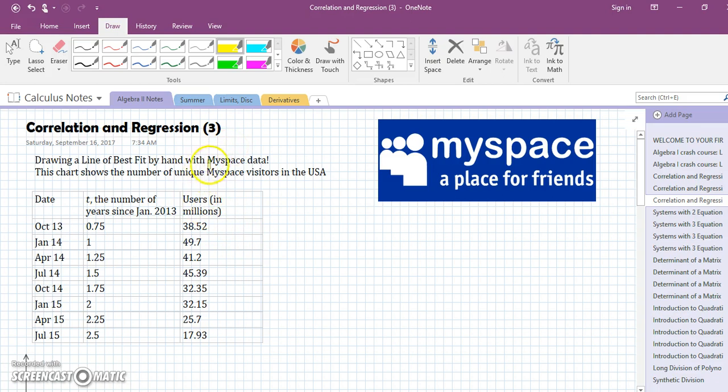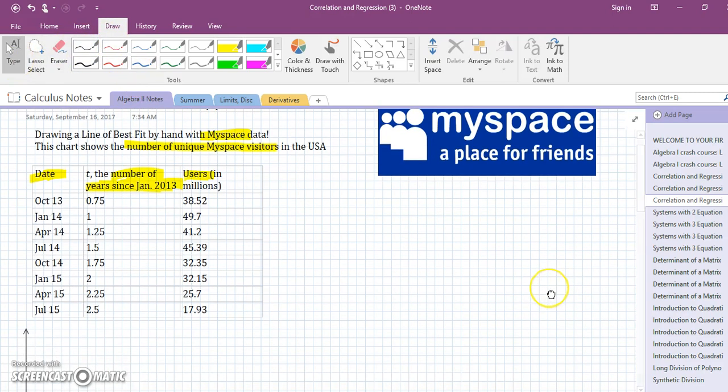And we're going to use MySpace data. Remember MySpace, guys? MySpace was big whenever I was in middle school, and it's kind of gone downward since then. And this is going to show the number of unique MySpace visitors in the USA. So we have users versus time. This is a date, and then to plot it easier, we're going to let T be the number of years since January 2013. Now, MySpace reached its peak in 2008, and since then it's been going downwards, sadly.